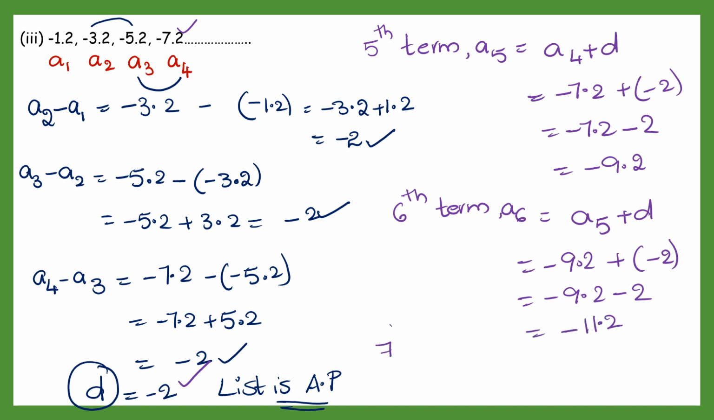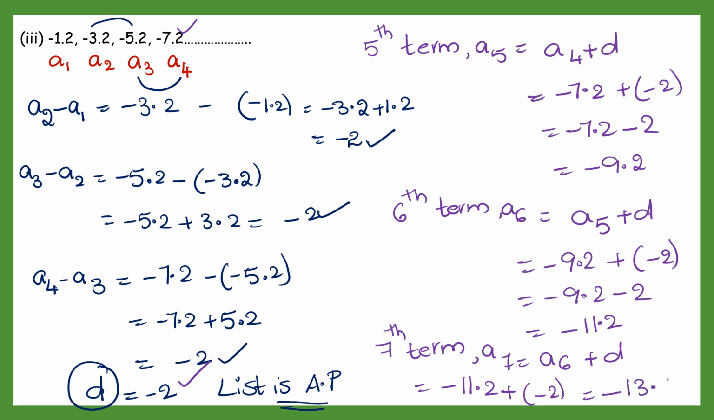Now the seventh term. Seventh term is nothing but A7. That is equal to A6, the sixth term, plus common difference. Sixth term is minus 11.2 plus common difference, minus 2. So you get minus 13.2. We got 3 more terms now.